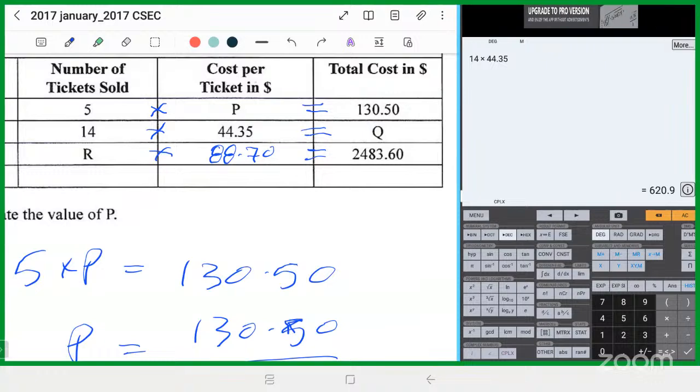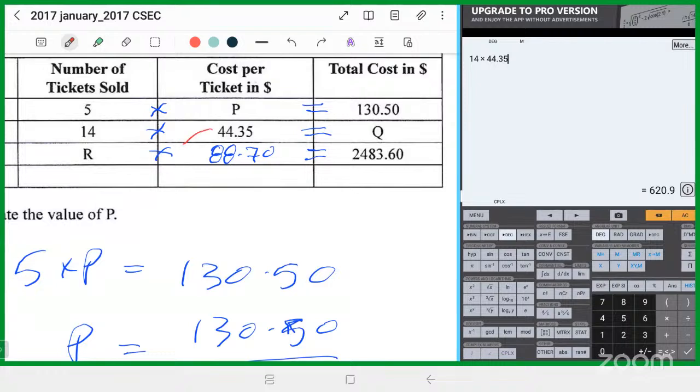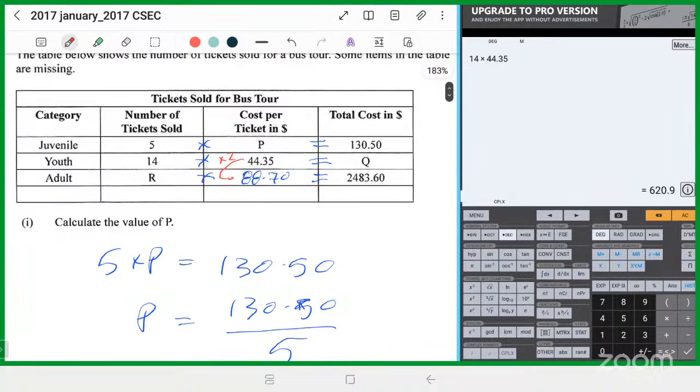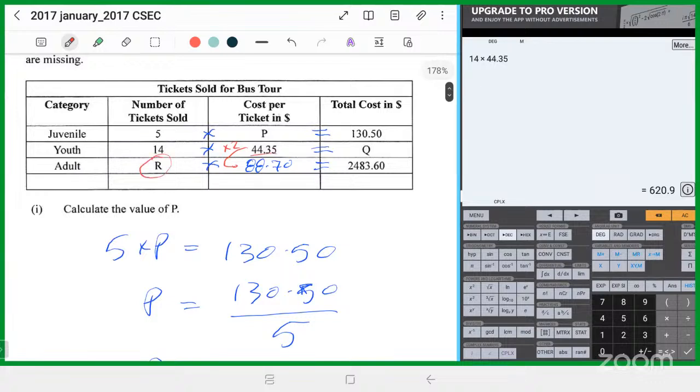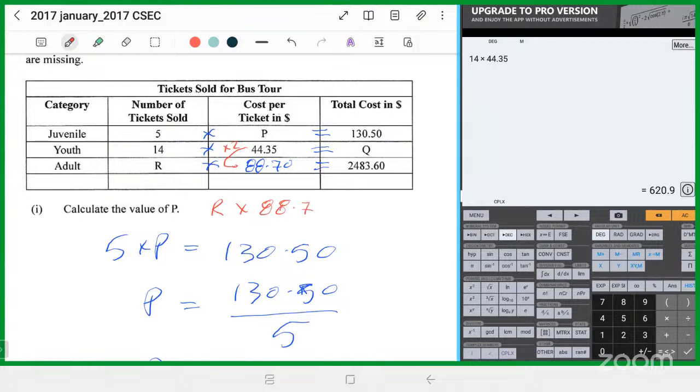All right, so multiply this one by 2 to get the adult ticket. And so now it is R times this value that is equal to that one. And that's how I want to find the R. Let's put it right here and copy it down. So R times 88.70 is equal to this figure of 2483.60. This is the calculation. Let's copy it down.